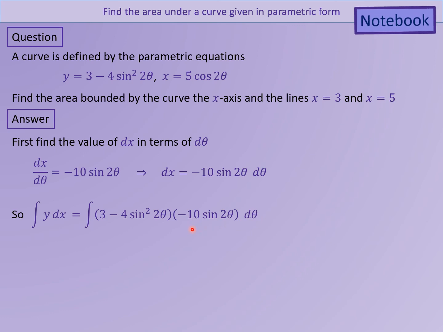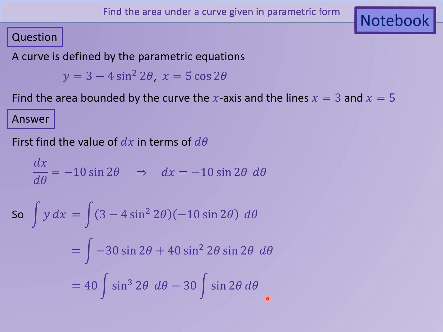Why does that help me? Well, what I can do now is multiply these out to get this, and therefore I should be able to integrate it. But it's not the easiest thing to integrate. So just check you're happy where that's come from. 3 times that is minus 30 sine 2 theta. 4 sine squared theta times 10 is going to be this. But of course, these two parts can go together. Sine squared times sine, both 2 theta, I can put those together to make sine cubed.